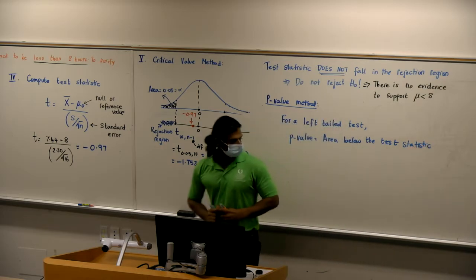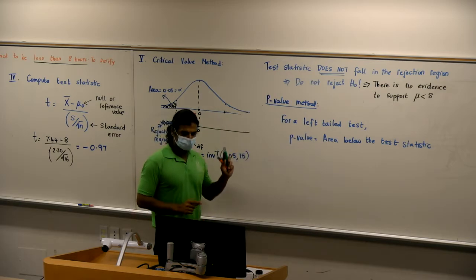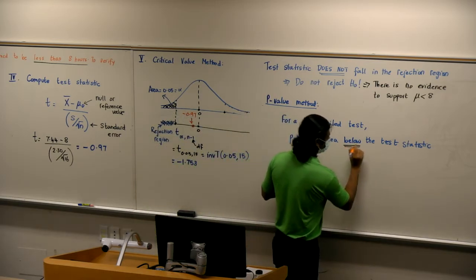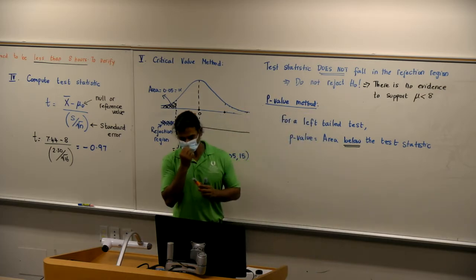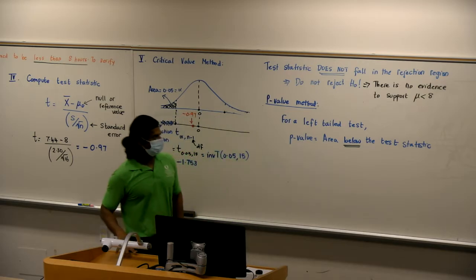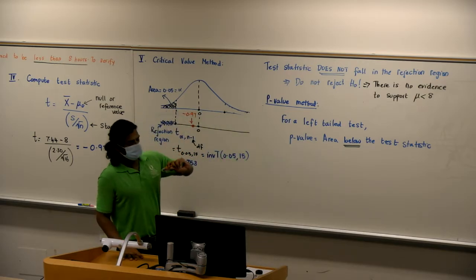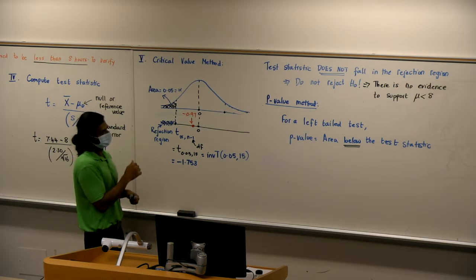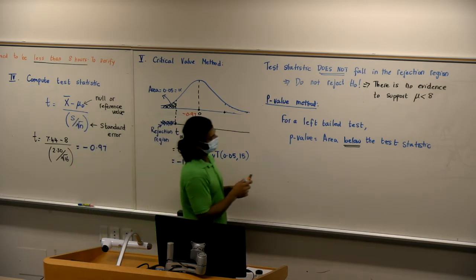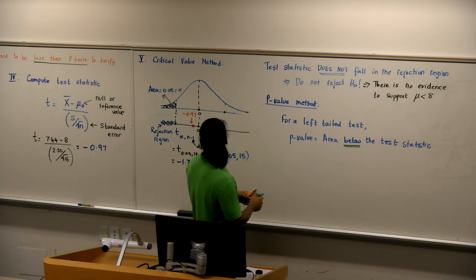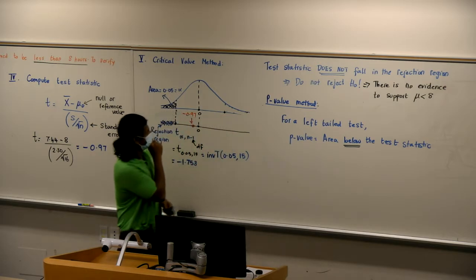So for a left-tail test, the p-value is the area below the test statistic. In other words, it is the probability of the area under the density curve. It is the probability below the test statistic. So how do we find it? Well, we know what the area is. I can use the same graph.